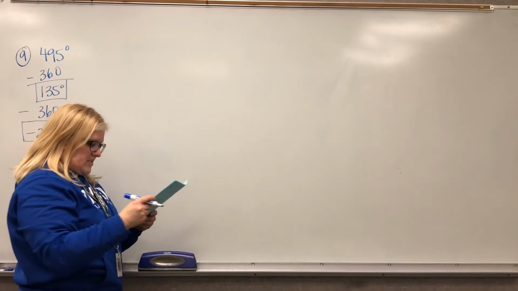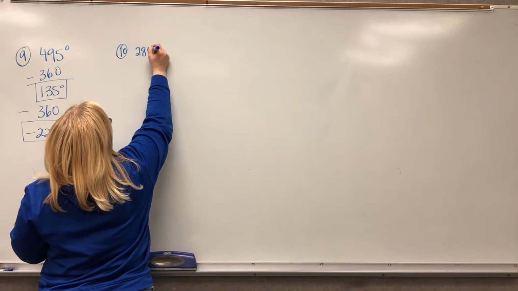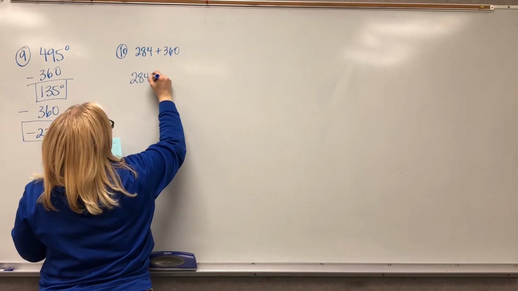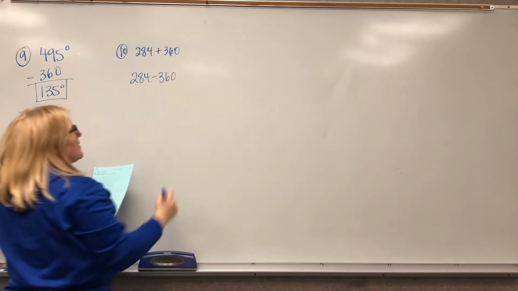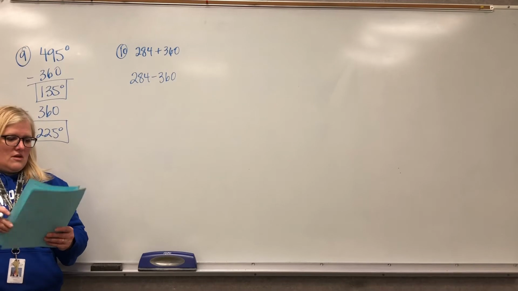Okay, and number 10, 284 degrees, you're going to add 360, and you're going to subtract 360. So you get your positive coterminal angle and your negative coterminal angle. All right.